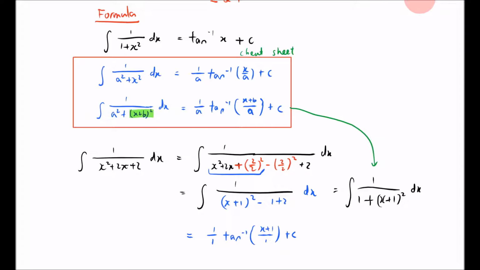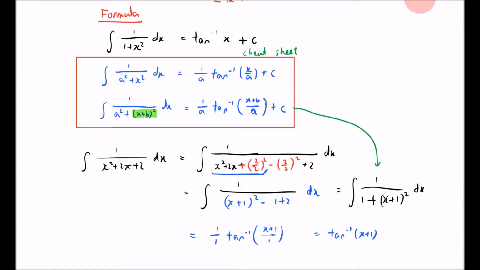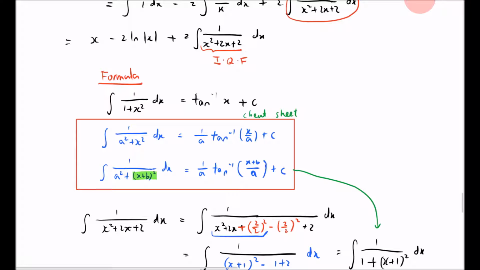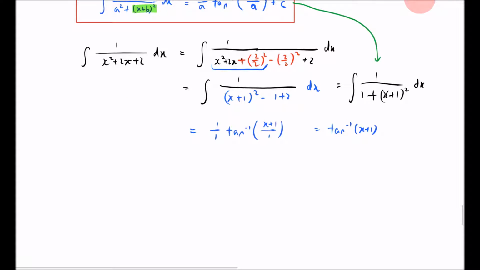So of course the answer will be tangent inverse of x plus 1. Now because this is part of the whole question, we don't add c first. We add c only when we finish the whole integration of the question. So now we know this tangent inverse of x plus 1, so we substitute back into the question. Let's say this is equation 1, and this is equation 2, so substitute 2 into 1.